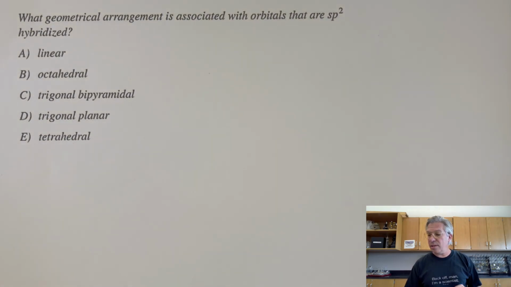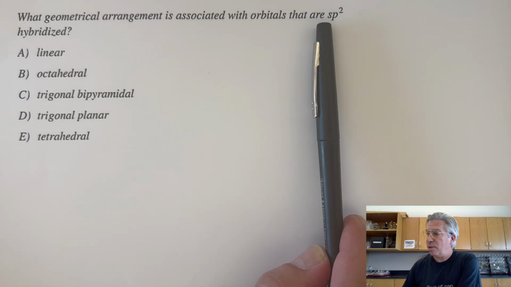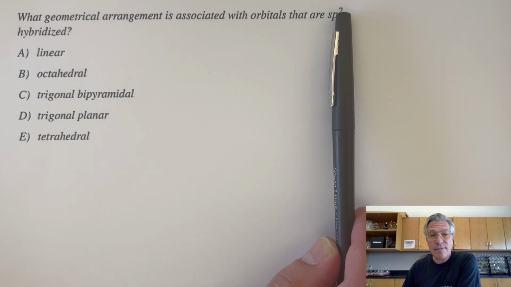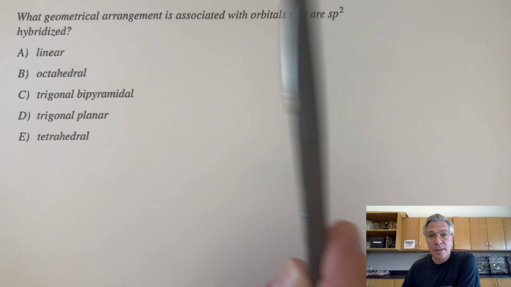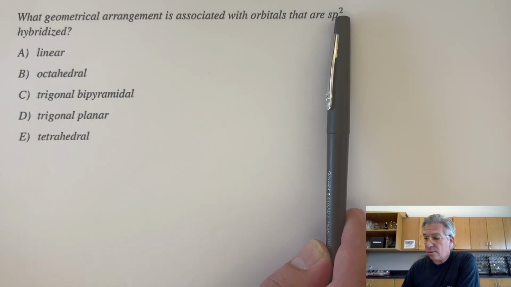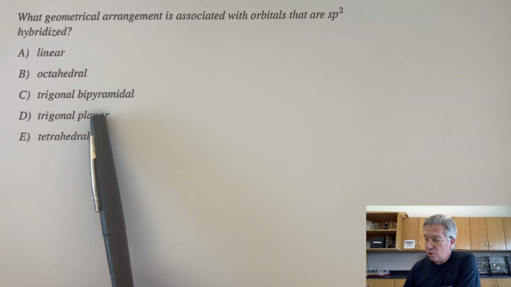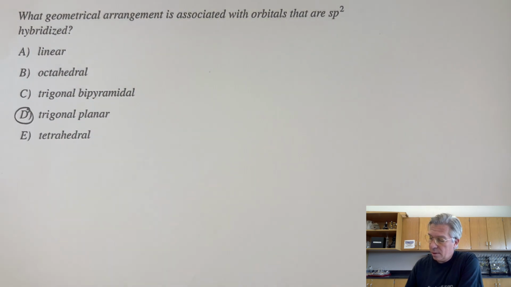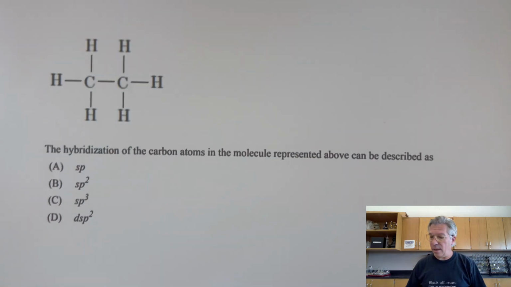What geometrical arrangement is associated with orbitals that are sp2 hybridized? So here we're going in reverse. We have the fact that it's sp2, so we have to think to ourselves, one s and a couple of p's. That's 3 effective pairs that we're going to need in whatever structure this is talking about. So 3 effective pairs, that makes it a trigonal planar structure. So find a way for yourself to remember that.